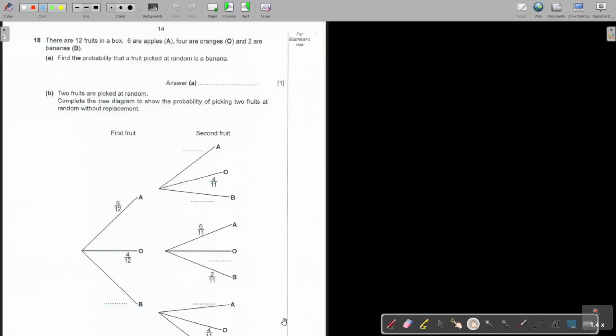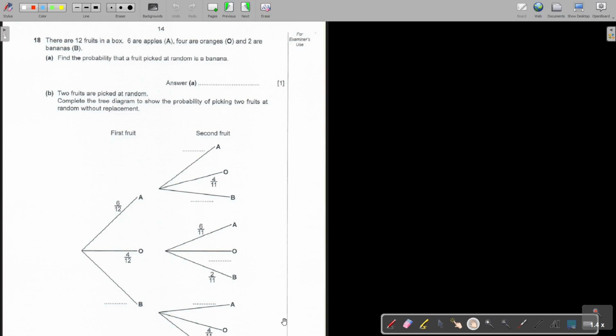Question number 18. There are 12 fruits in a box. 6 are apples, 4 are oranges, and 2 are bananas. Find the probability that a fruit picked at random is a banana. Okay, I'm going to do this one very basic, and then I will go to the textbook before I do this one, which is more complicated.